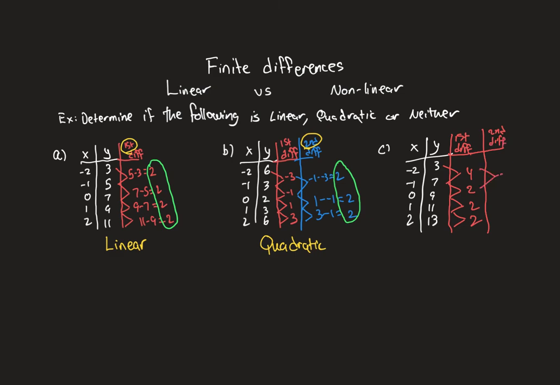2 minus 4 is negative 2. 2 minus 2 is 0. And 2 minus 2 is 0. So we did it 2 times, the first time and the second time, and they were not constant, which means we can say it's neither. And that is how finite differences works, to figure out if something is linear, quadratic, or neither.